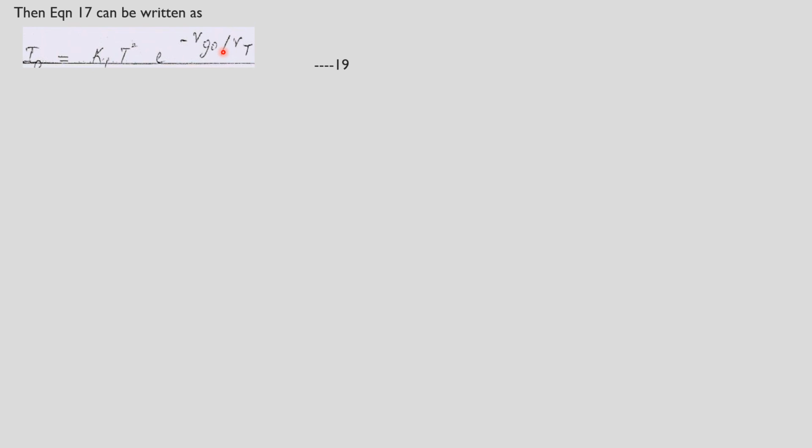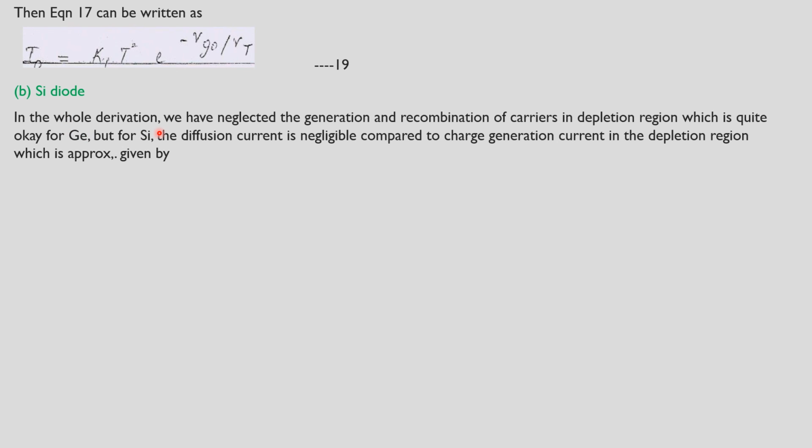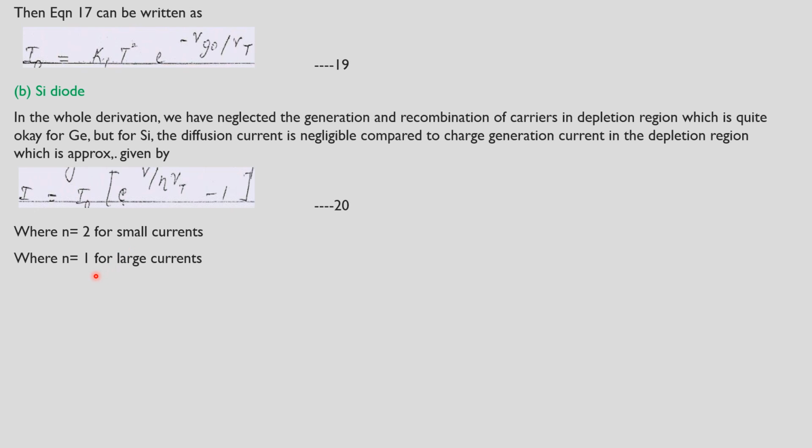Equation 17 can then be written as I0 is equal to K1 T square into e raised to minus Vg0 by Vt, equation 19. Now for the silicon diode, in the whole derivation we have neglected the generation and recombination of the carriers in the depletion region, which is quite okay for germanium, but for silicon the diffusion current is negligible compared to the charge generation current in the depletion region, which is approximately given by I is equal to I0 into e raised to V by eta Vt minus 1, equation 20, where eta is equal to 2 for small currents and eta is equal to 1 for large currents.